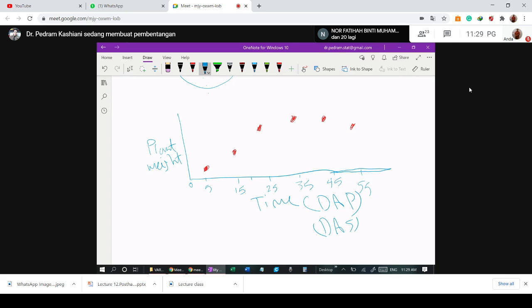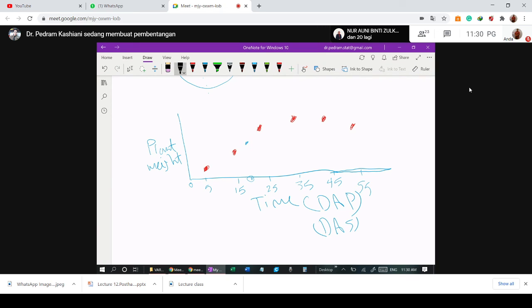At this day, how many grams should one plant weigh? You cannot answer me. Why? Because you do not have data for here. There is no data for day 20. So what do we do? What we do is regression analysis.